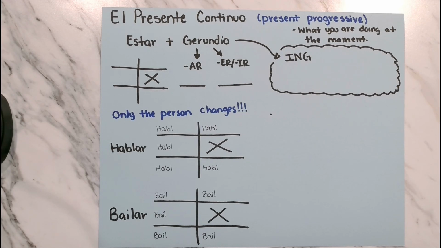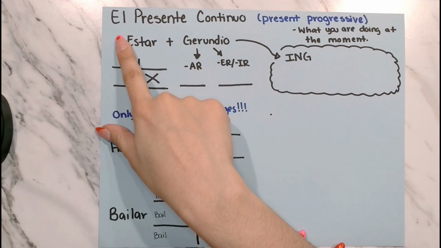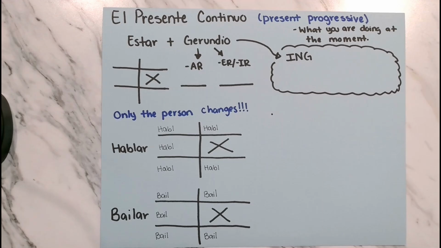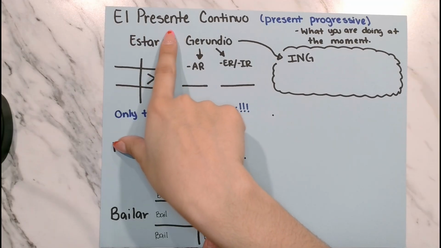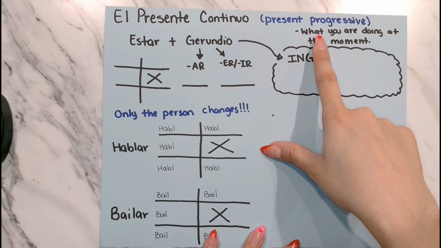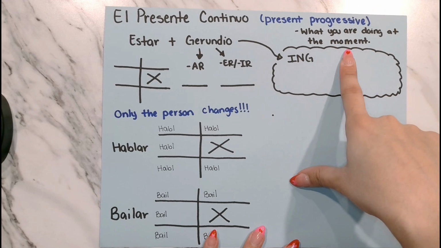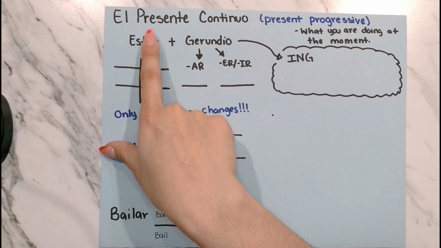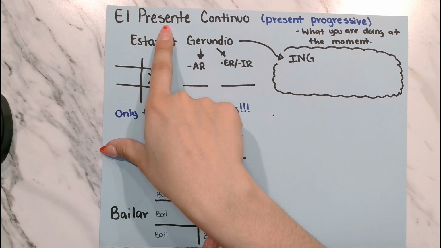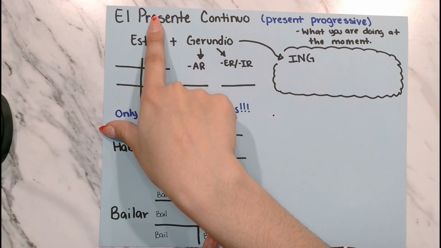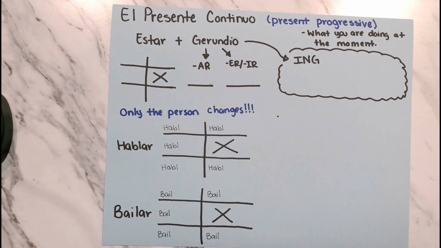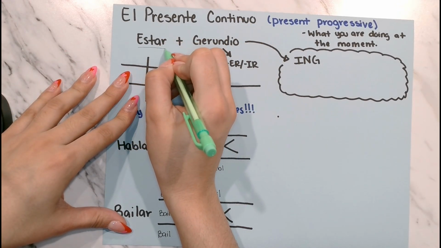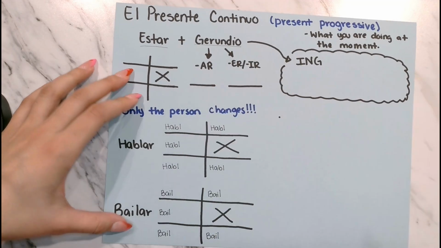Hello guys, this is Miss Lopez and today we're going to learn el presente continuo, which in English is present progressive, okay? When we're talking about el presente continuo, we're talking about what we're doing at this moment, not what we're doing in the past or in the future. No, we're talking about what is going on right now, okay? To be able to form el presente continuo, we need two things, and those two things are estar plus el gerundio, okay?